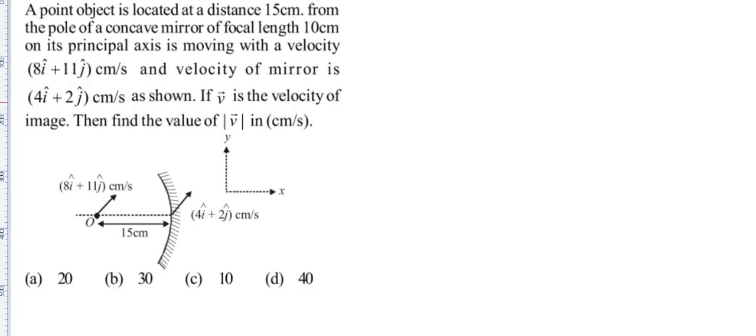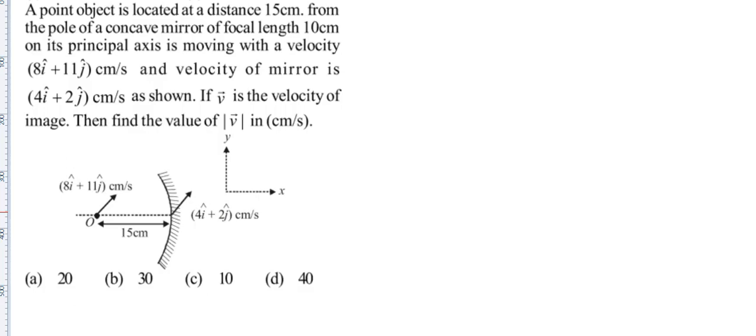So the question is about a moving concave mirror and a moving object. And the x and y axes are given as shown in the diagram. The object is moving at a velocity of 8i plus 11j. That means along the x-axis 8 units, along the y-axis, upward, 11 units. And the mirror is also moving, 4i plus 2j. That means the mirror is moving 4 towards the right as well as 2 upward.